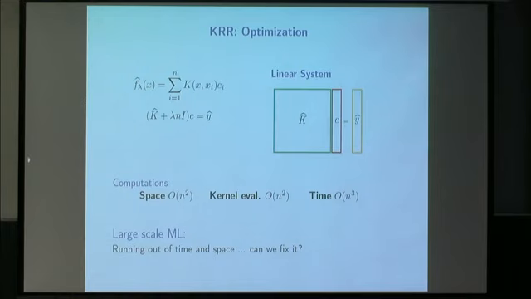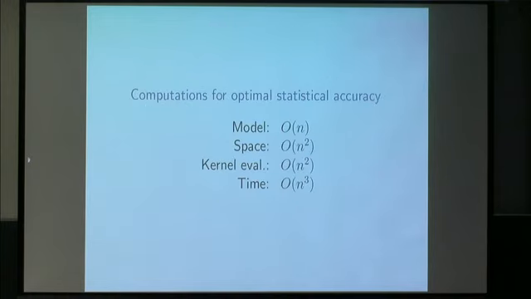So the question is, can we have an algorithm that is still non-parametric, that has the same statistical properties of kernel ridge regression, but which is way faster and with less memory footprint than this one? Here I recall the model is a linear combination of kernel functions, the final estimator, and as I said, n square in space, n square kernel evaluations, and n cube in time.